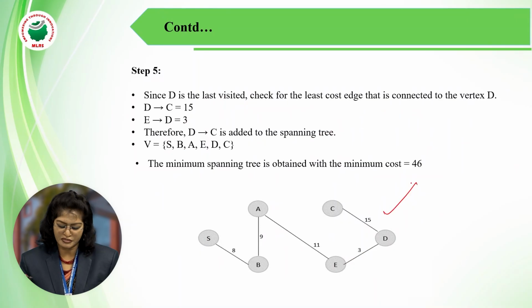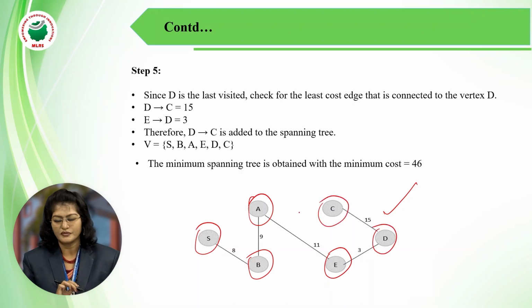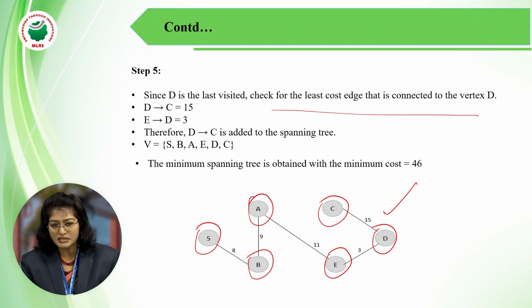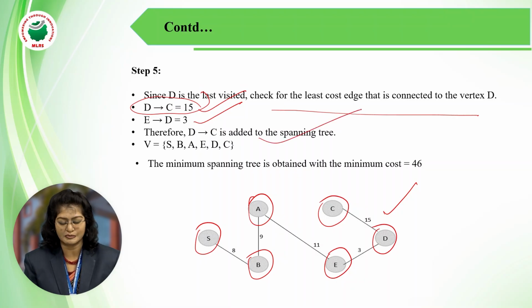So we have completed here: S, B, A, E, D, C. So these are all the minimum cost spanning tree that has visited once. All right, it has not been repeated. And least cost edges we have taken out, and D to C, 15, is considered. Already it has been visited and we have added it to the spanning tree. And the visited nodes are S, B, A, E, D, C.